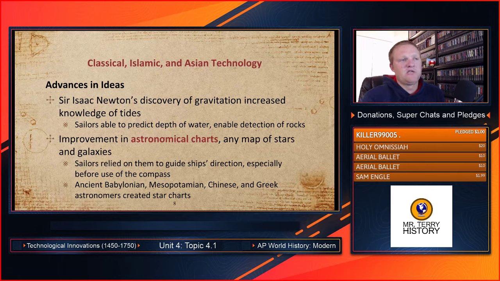But we have star charts, astronomical charts, that were used by astronomers and navigators going clear back to ancient Babylon and Mesopotamian cultures in general. Chinese and Greek astronomers used these charts. They were working on those, but we started seeing more accurate ones.